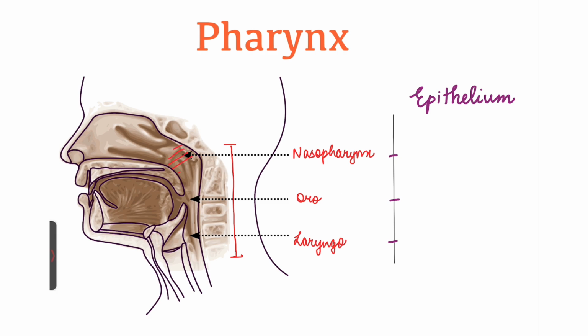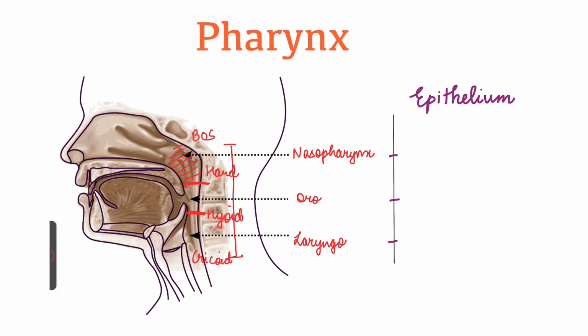This is the nasopharynx. It extends from the base of the skull to the hard palate. Then the oropharynx is going to range from the hard palate to the hyoid bone. And the laryngopharynx is going to extend from the hyoid bone to the lower border of the cricoid.